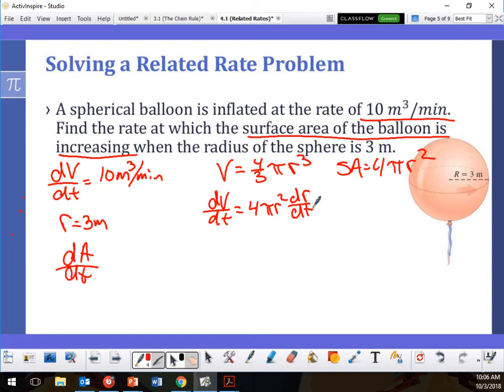Okay. Now, let's do the surface area, right? And I'm going to use the notation of dA dt for this one. Okay. Surface area. So dA dt. So let me separate that. So dA dt is going to be equal to 8 pi r, right? dr dt. What's our dr dt?